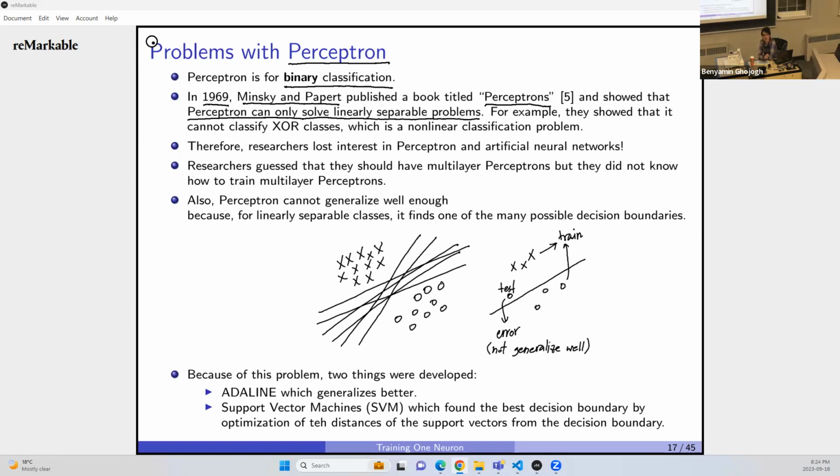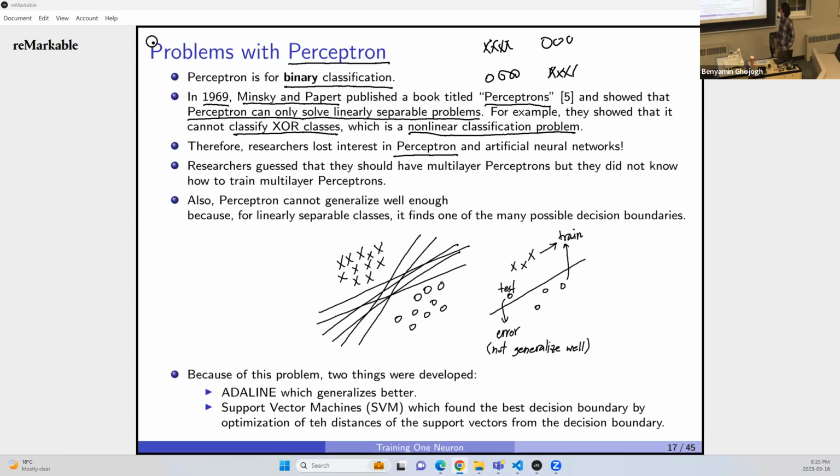Until then, Rosenblatt and others were only considering linearly separable classes. They weren't even thinking about what if the classes are like XOR. What is XOR? This is XOR, like an X. These are non-linearly separable classes. You can't separate them using one line. Then Minsky and Papert showed that perceptron can't solve the XOR classes, which is a nonlinear classification problem. Therefore, researchers lost interest in perceptron.